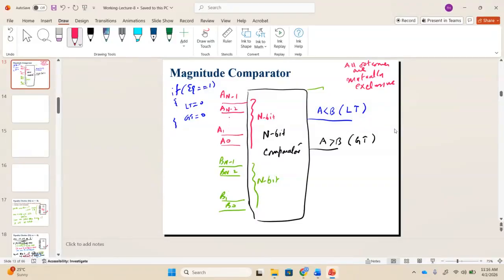Okay. Now, can you see here? Now there are three outputs. The first output is the greater-than output. Then I can say A is equal to B. So this is equal.